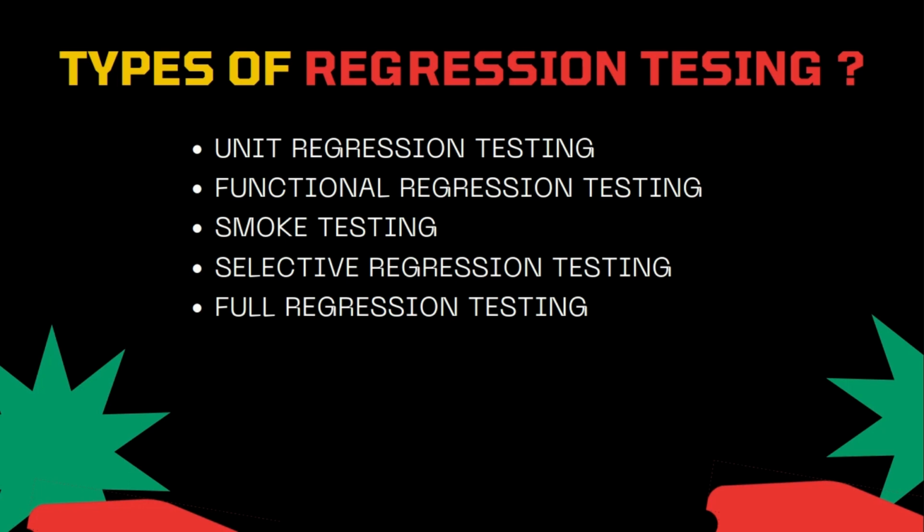Fourth is selective regression testing. It involves choosing a subset of test cases, like a particular test suite or a subset of the whole test cases, to save time, while still covering critical functionality. And last is full regression testing. It involves running all the test cases we have in the project to ensure that all the functions, along with the new function, are working fine as expected. So these are the types of regression testing.